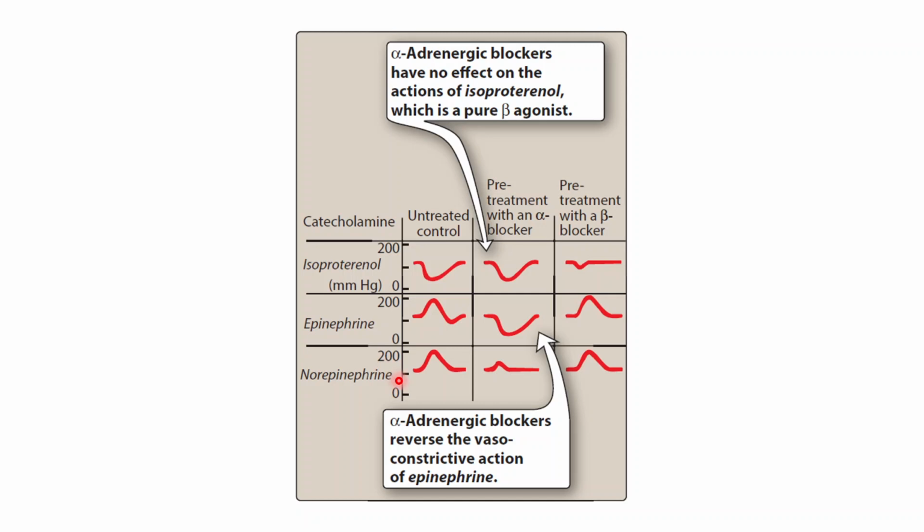And if we take norepinephrine, it mostly acts on alpha, and that is why the alpha blockers will block the action of norepinephrine almost completely, while the beta blockers will not change the action of norepinephrine, because there is no beta component here.